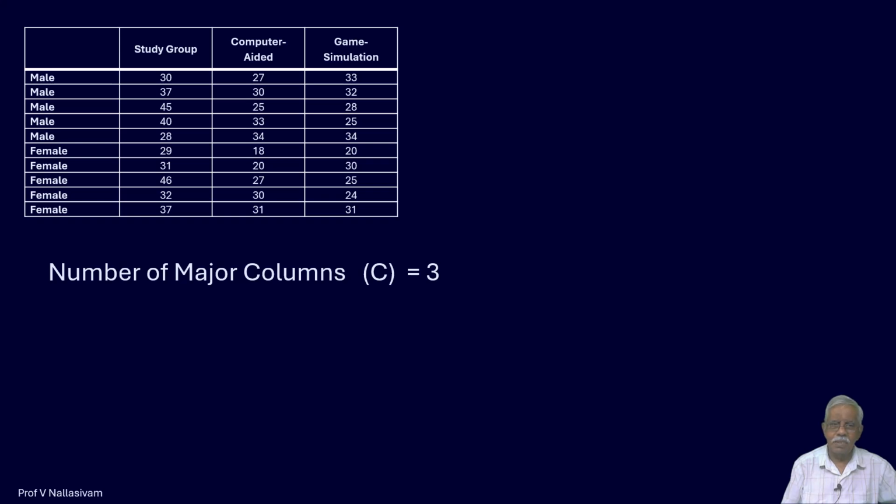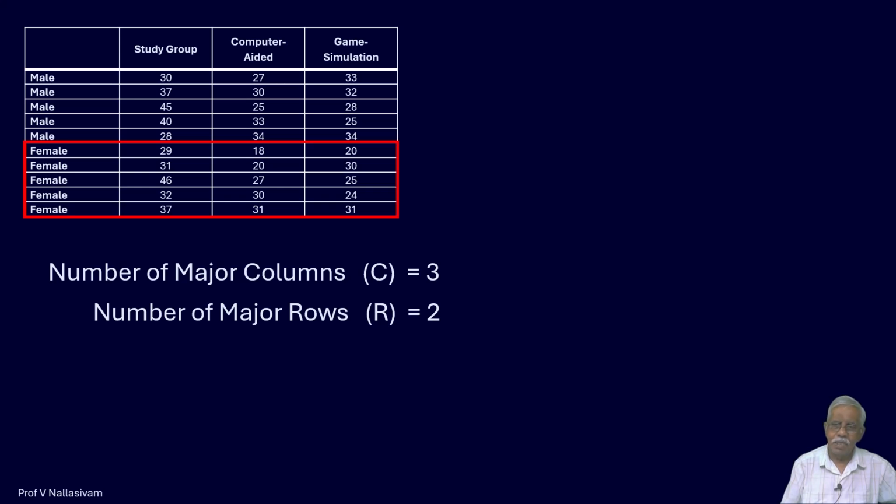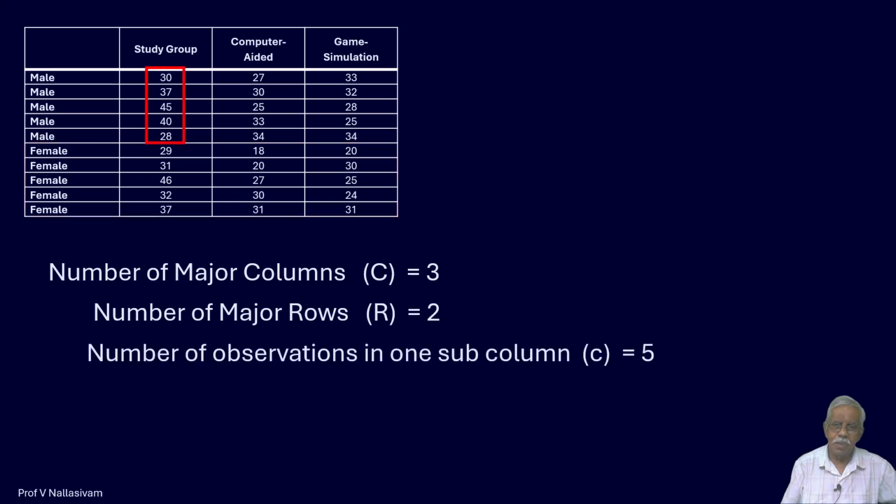This column is horizontally divided between male and female. For analysis purpose, we shall treat 5 male rows as one major row and 5 female rows as one major row. Then there are two major rows. Let the capital R stand for number of major rows. Then capital R equal to 2. Let us use small c to denote the number of observations in one subcolumn. Then small c equal to 5.